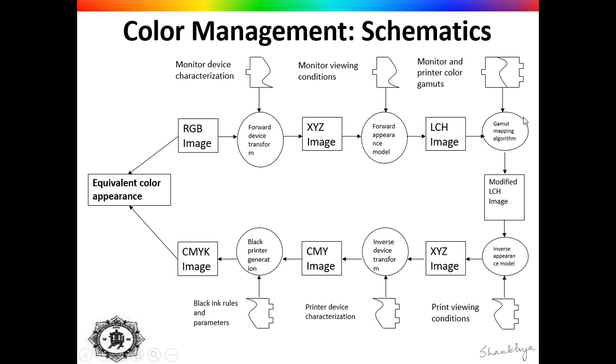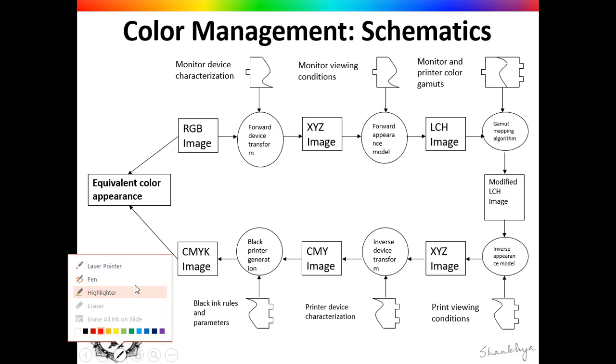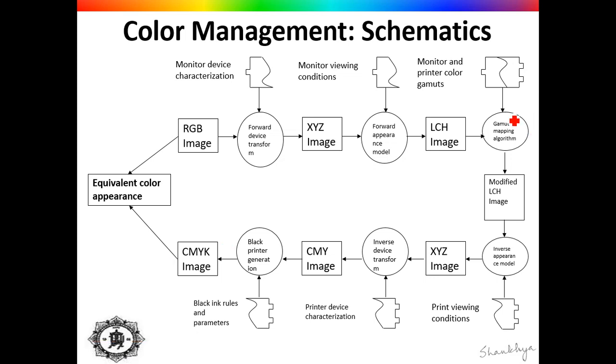So remember this particular schematic on the implementation of color management. I had left out two issues. One was the gamut mapping part and the other was the black printer generation. So as you know, first I will start with this, followed by this part.